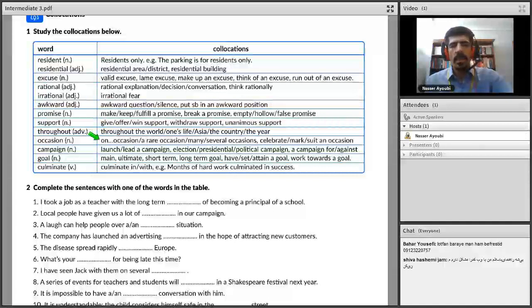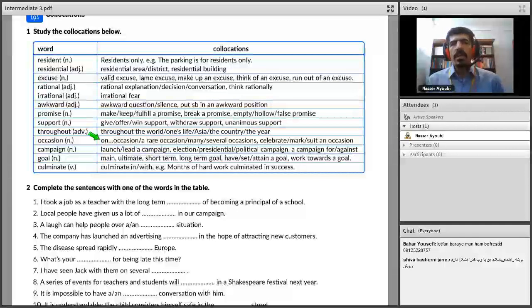Occasion. Occasion means a specific time, situation. On occasion, on a specific situation. For example, on the third occasion, on 3 occasions. A rare occasion.